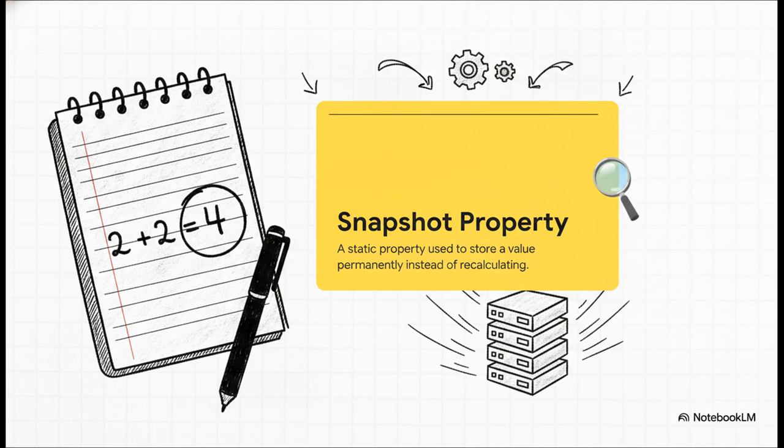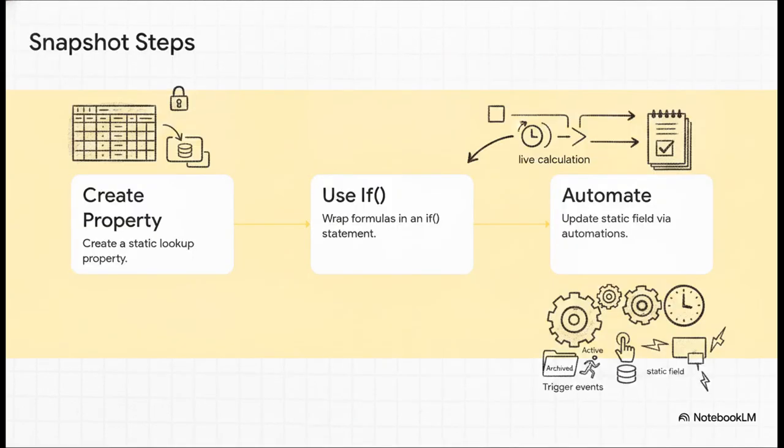Going back to our math test analogy from earlier, the snapshot property is basically you writing down the final answer in ink. Notion doesn't have to do the math anymore. It just reads the ink. Implementing this is surprisingly simple, taking just 3 precise steps.